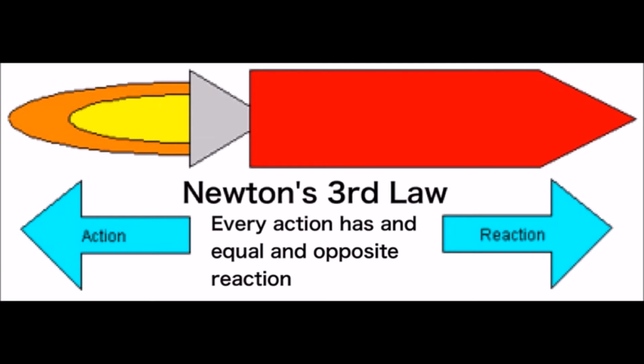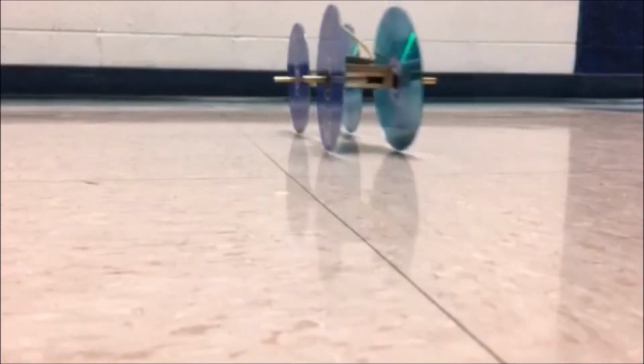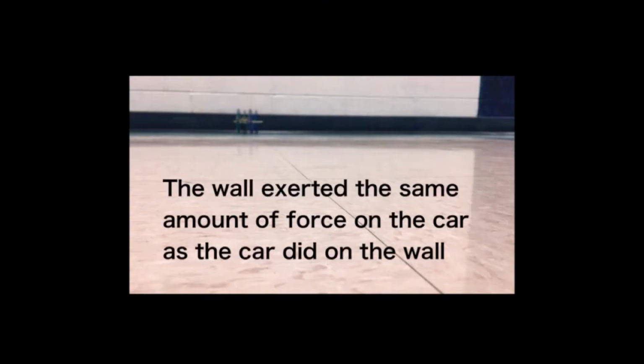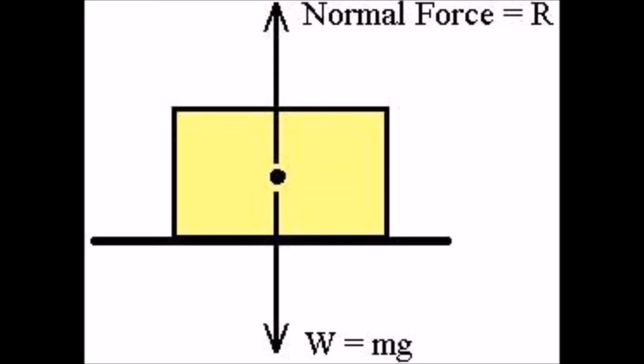If one object exerted a force on another, the second object would apply the same amount of force back onto the first. As the car hits the wall, it exerts a certain amount of force. In order for the car to come to a complete stop, the wall has to push back on the car with the same amount of force the car originally put on it. The weight of the car also applies to Newton's third law.